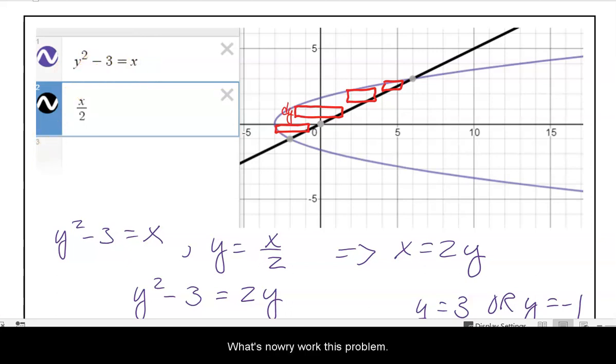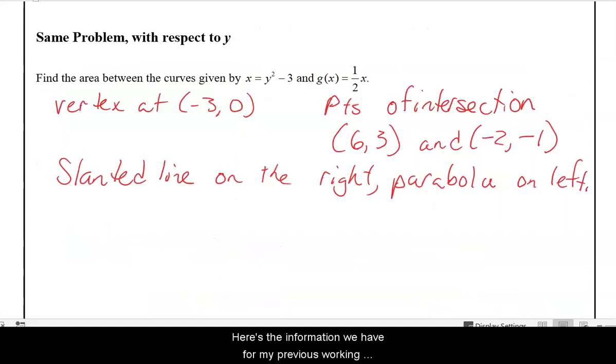Let's now rework this problem. Here's the information we have from our previous working of this problem. The vertex is at (-3, 0). The 2 points of intersection are (6, 3) and (-2, -1). We know from the graph the slanted line is on the right and the parabola is on the left. In order to rework the problem, but with respect to the variable y, we must take each of these curves and solve them for x.